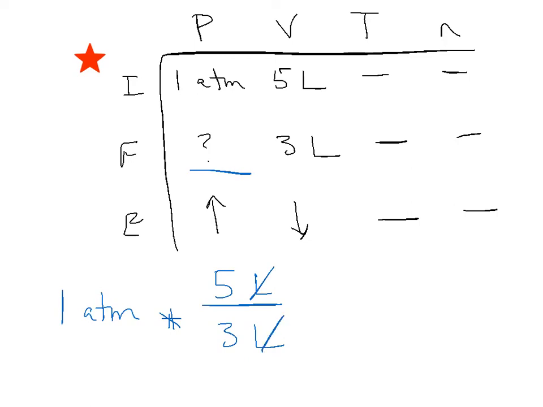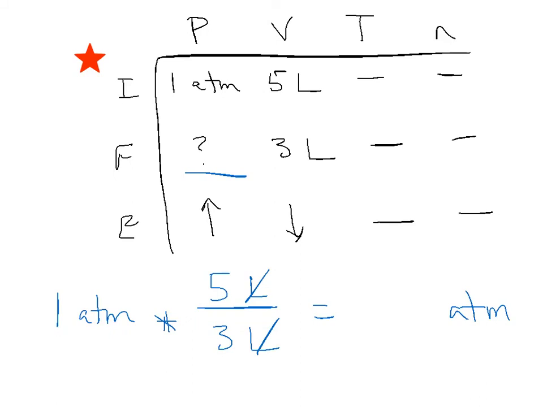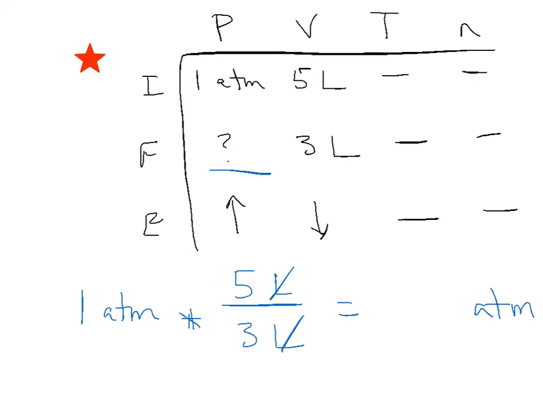Our units will cancel. What we're left with is atmospheres. And so to solve the problem, we take 1 times 5 divided by 3, so 5/3, and I don't have a calculator on me, but you should be able to easily solve that to fill in your answer here in atmospheres. And what we're going to see is that the final pressure of this system will be higher than it was initially.